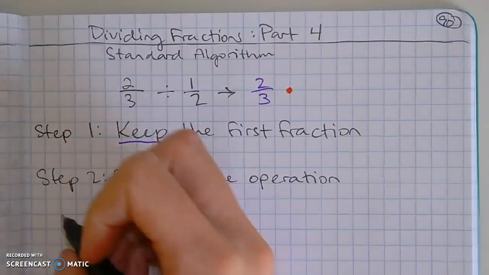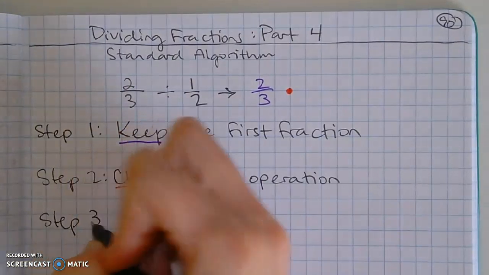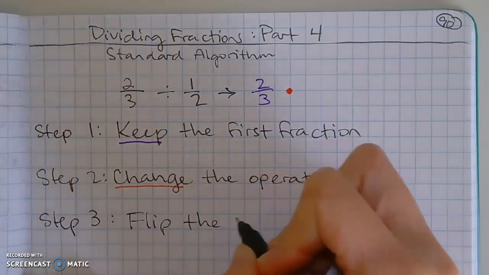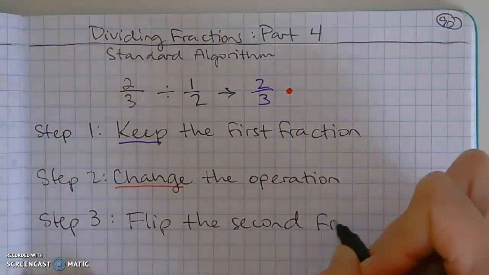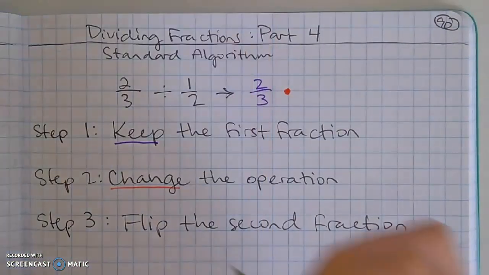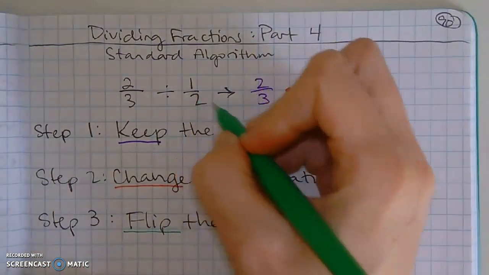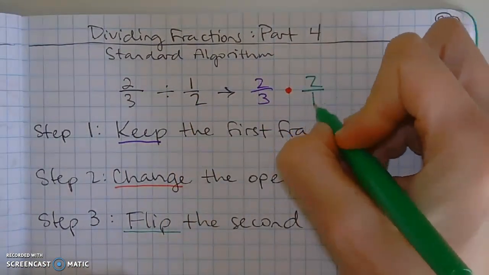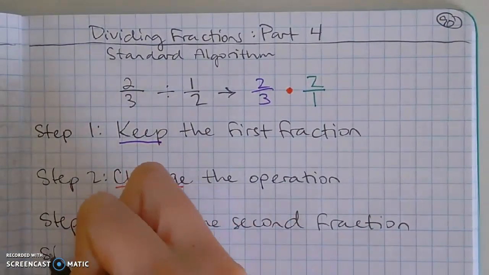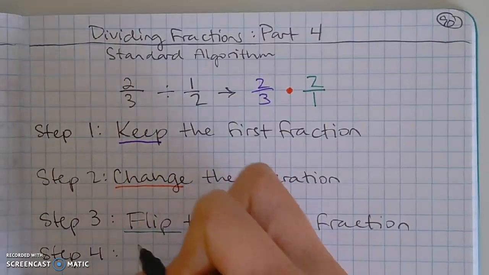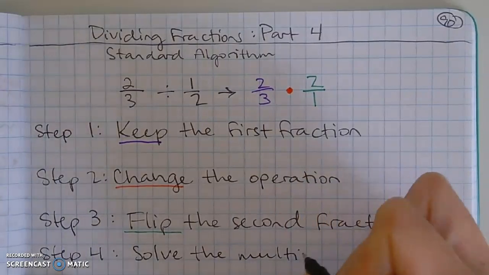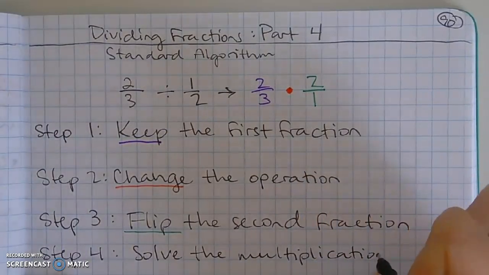And then step 3, I am going to flip the second fraction. Okay, so I'm going to flip this upside down, and I'm going to do 2/1. And then my last step, step 4, is going to be solve the multiplication problem.